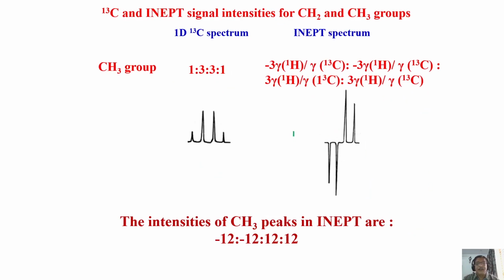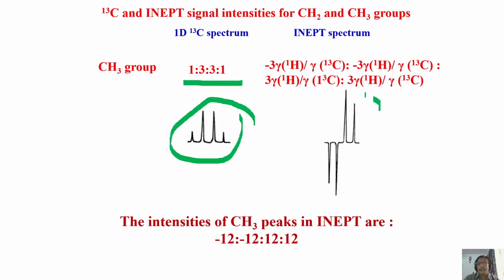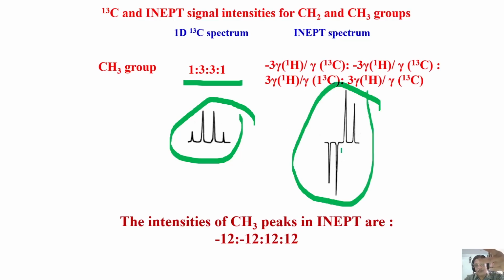For the CH3 peak, it is 1331 intensity in the conventional NMR carbon-13 spectrum without INEPT. With INEPT, it behaves like this. Now there is no central component: two components move at the higher Larmor frequency, two at the lower Larmor frequency, and they start moving in the opposite direction.